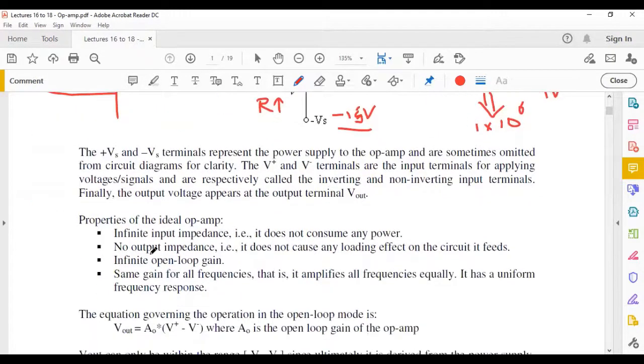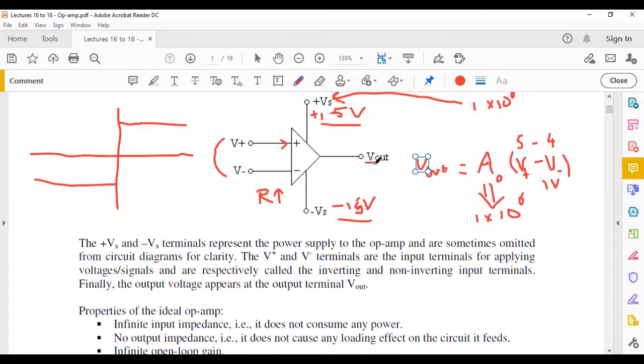Okay, and at the output, it has zero output impedance. That is, it does not cause any loading effect on the circuit it feeds. This is basically saying whatever output you feed here, the output will not be disturbed by the op-amp. It has zero output impedance, so infinite input impedance, like we said, it doesn't consume any current, and then it has zero loading effect at the output. So this is a very ideal and very desirable characteristic of this type of device. If you have a circuit like this, it has no loading effect at the output. So in a way, it will not disturb the output that you are trying to feed.